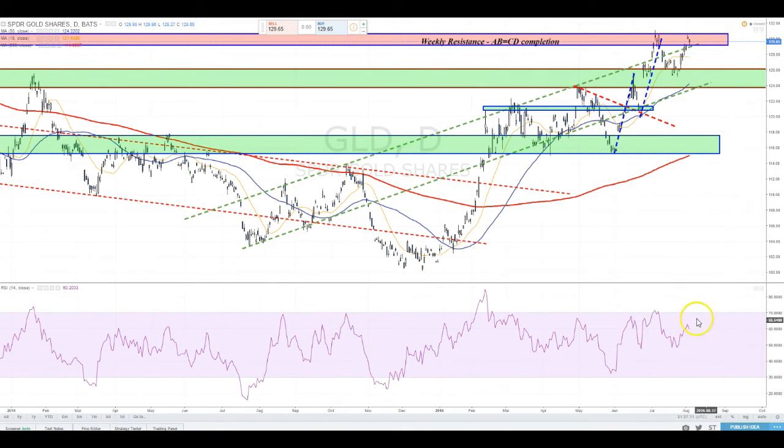Very interesting setup. We also have a bearish divergence here in the RSI. We see slightly bearish momentum here as the price created a double top, and here we have a lower high. So everything shows a potential bearish reversal, and now all we need is for the markets to support this setup. So this is GLD. Now let's see GDX.